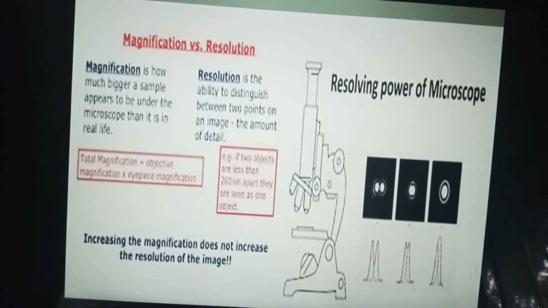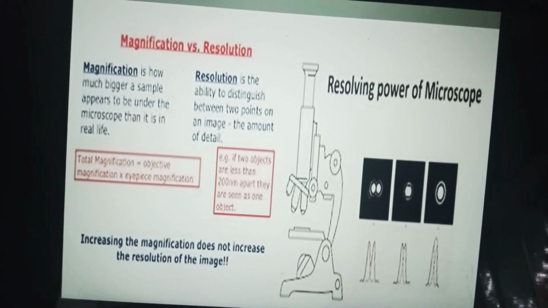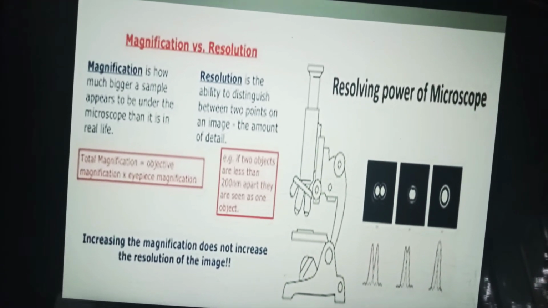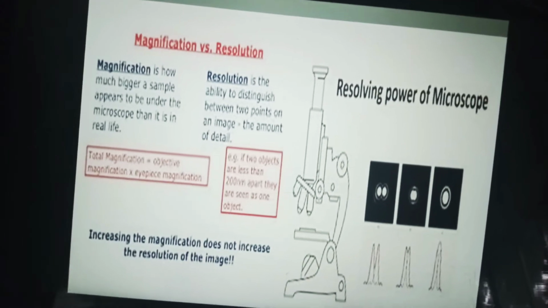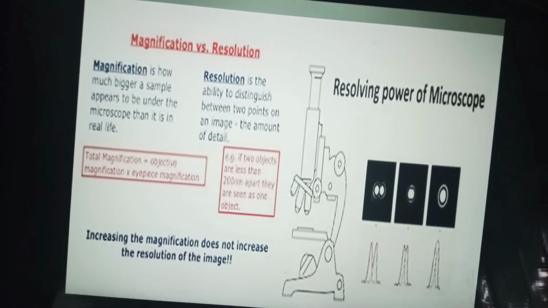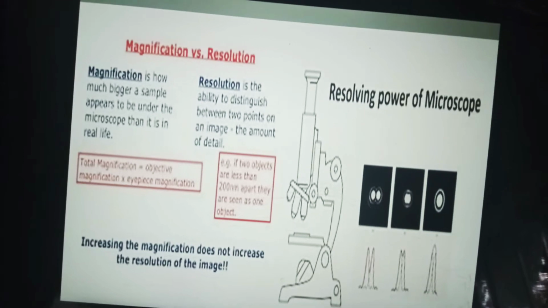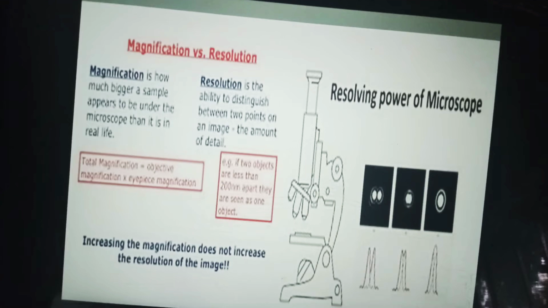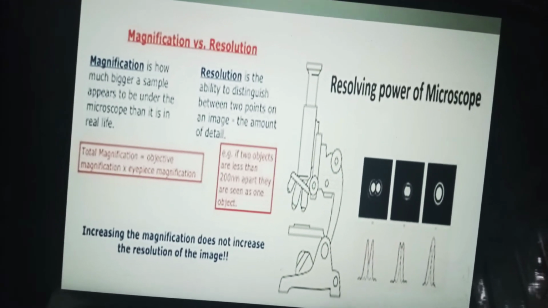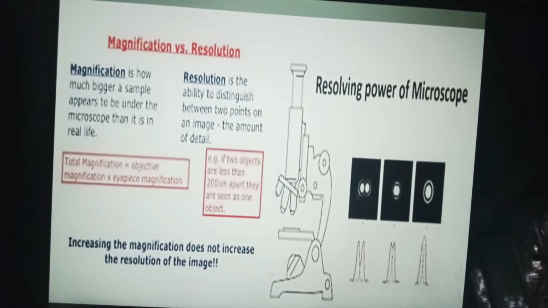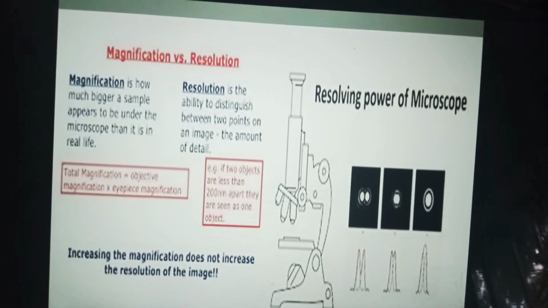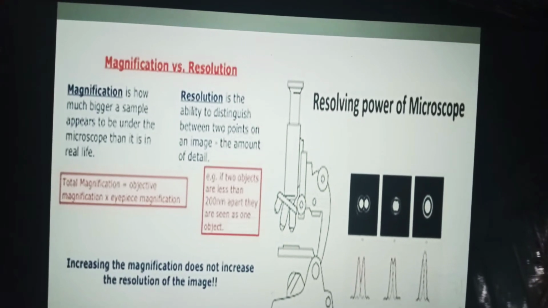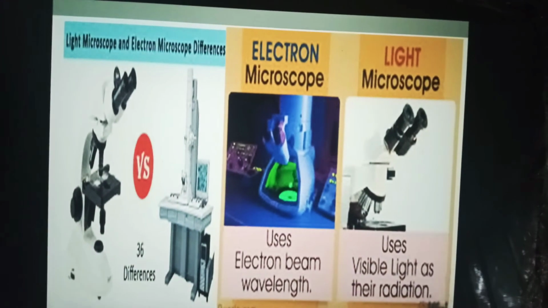Resolution, or resolving power, is the measure of the clarity of an image. It is the minimum distance between two objects that can be seen as separate objects. The human naked eye can differentiate between points which are at least 0.1 mm apart. This is known as the resolution of the human eye. If we place two objects 0.05 mm apart, the human eye would not be able to differentiate them as two separate objects. Magnification and resolution can be increased with the help of lenses.